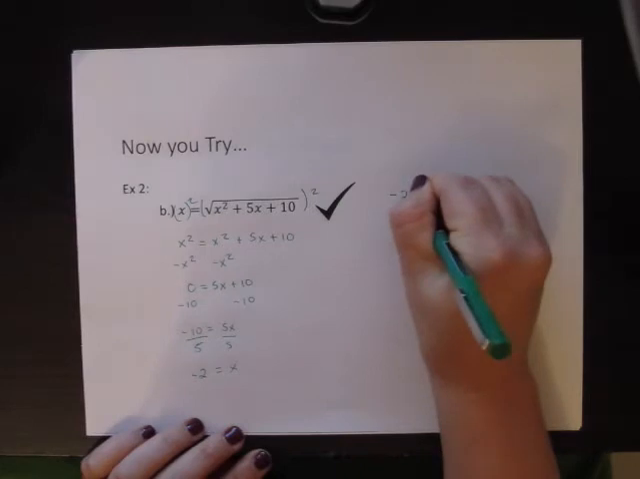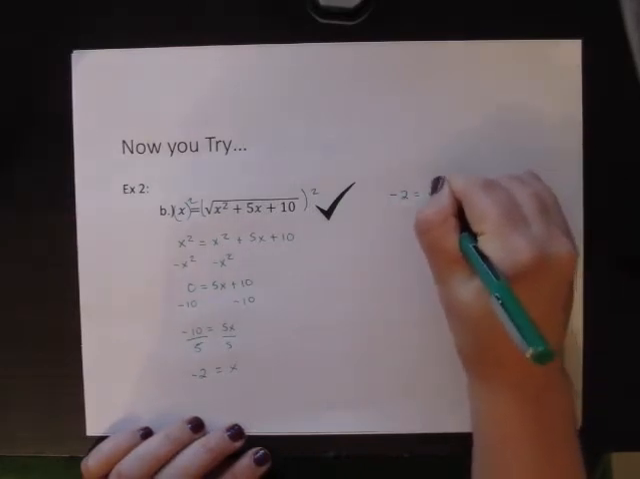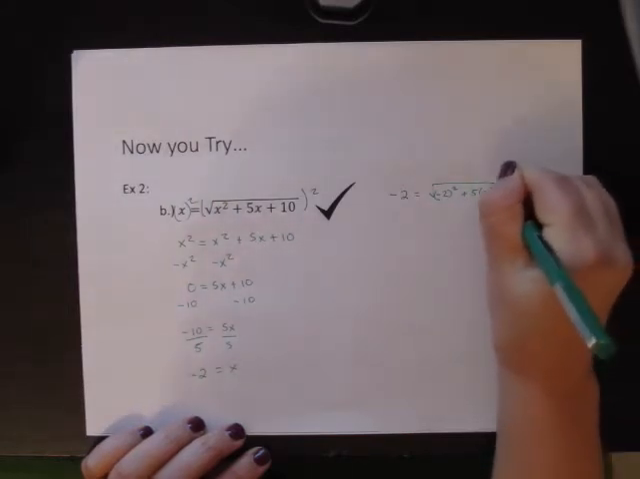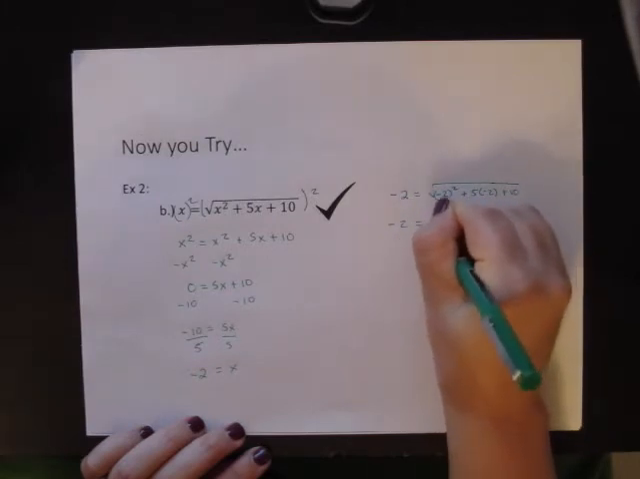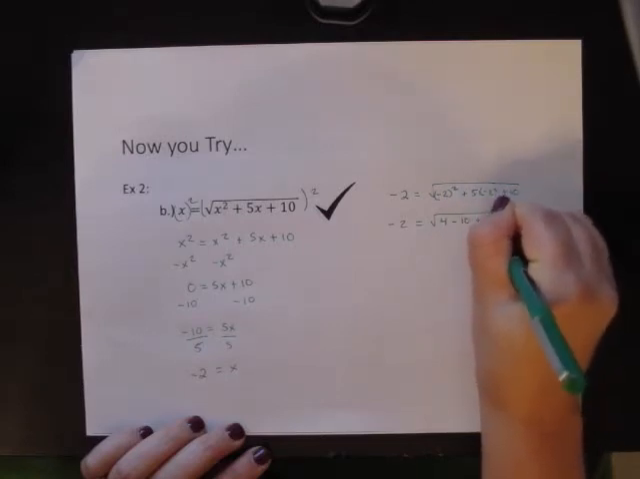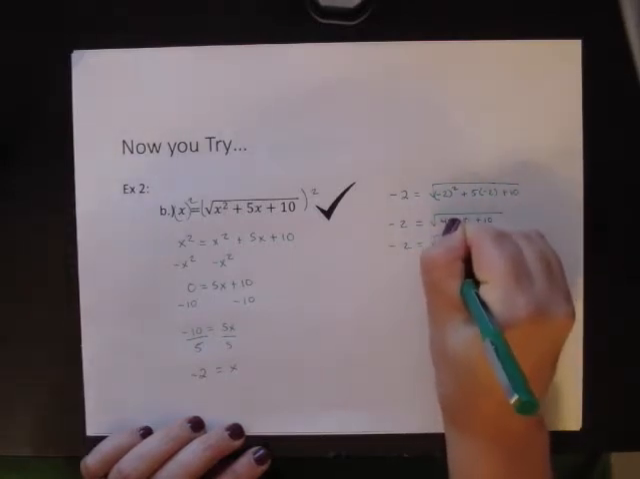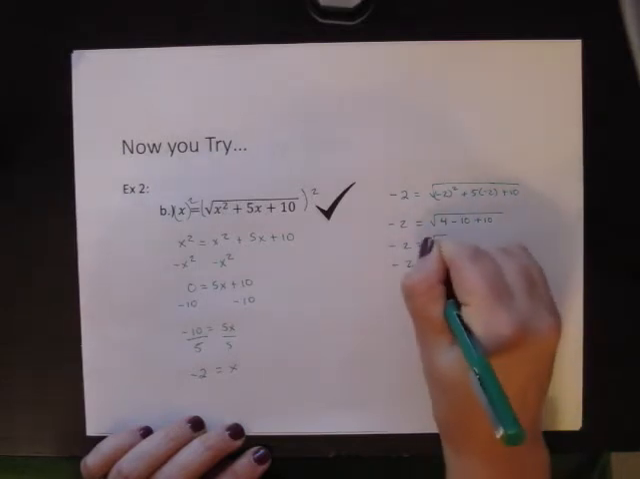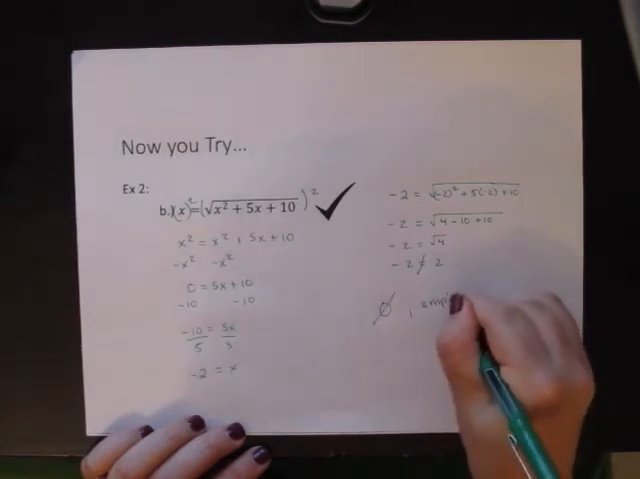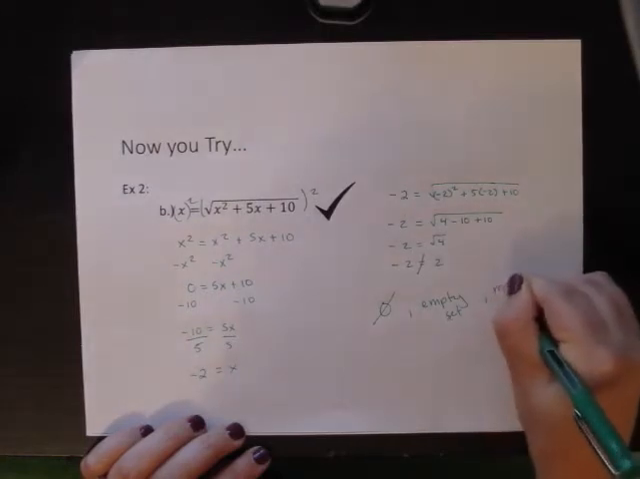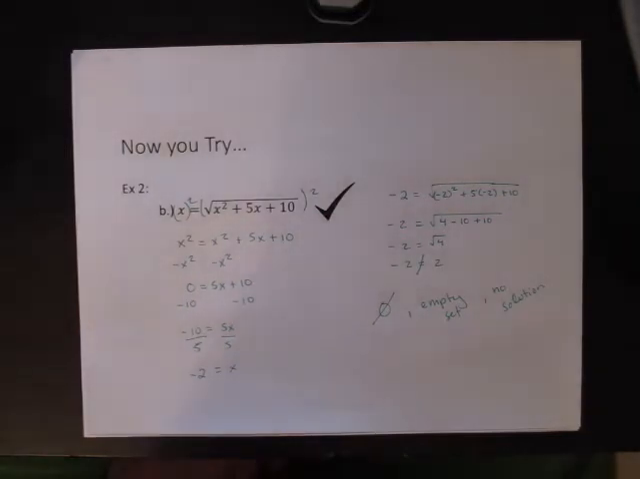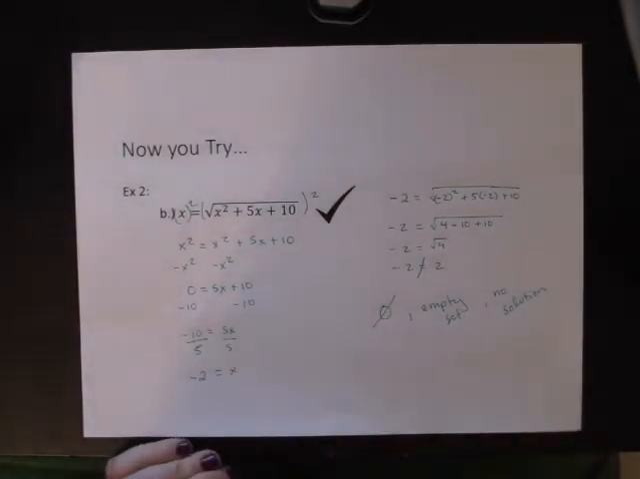So I got negative 2 equals the square root of negative 2 parentheses squared plus 5 times negative 2 plus 10. So I got negative 2 equals the square root of 4 minus 10 plus 10. So negative 2 equals the square root of 4. Negative 2 equals 2. That is not a true statement, so I can either write out empty set, or I can write out no solution. But I have to make sure I show that work. Okay? That is why it's super important for you to check your answers.